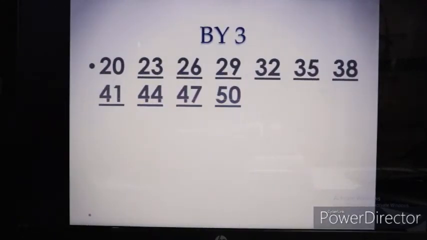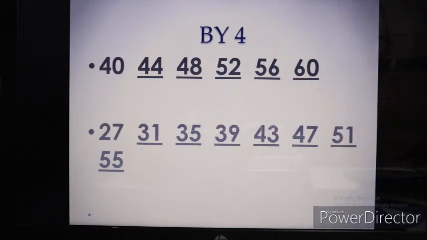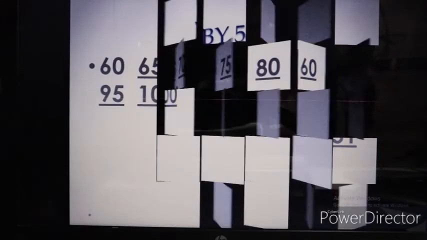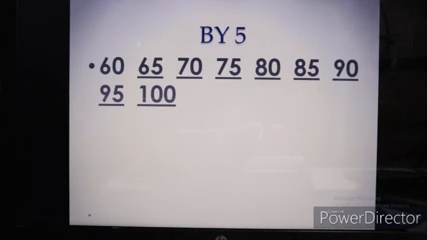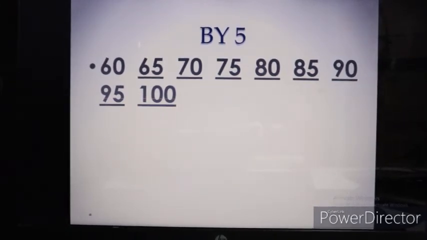Skip counting by 3s. 20, 23, 26, 29, 32, 35, 38, 41, 44, 47, 50. Skip counting by 4s. 40, 44, 48, 52, 56, 60, 27, 31, 35, 39, 43, 47, 51, 55. Skip counting by 5s. 60, 65, 70, 75, 80, 85, 90, 95, 100.